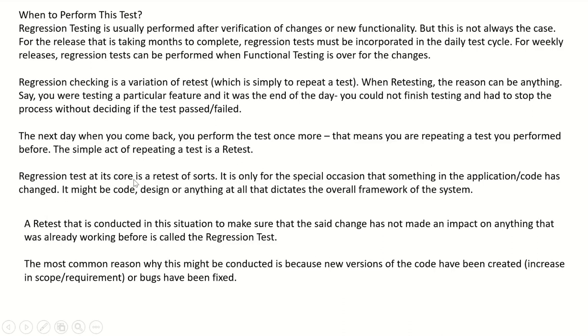The regression test at its core is a retest of sorts. It is only for the special occasion that something in the application or code has changed. It might be code, design, or anything at all that dictates the overall framework of the system. A retest that is conducted to make sure that the said change has not made an impact on anything that was already working before is called regression testing. The most common reasons why this might be conducted are that new versions of the code have been created, there is an increase in scope or requirement, or bugs have been fixed.